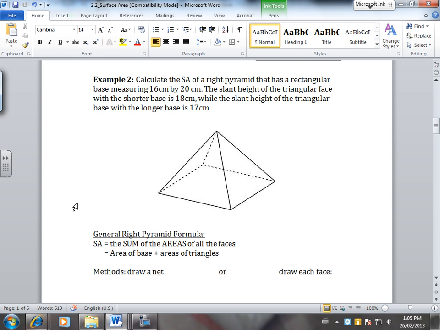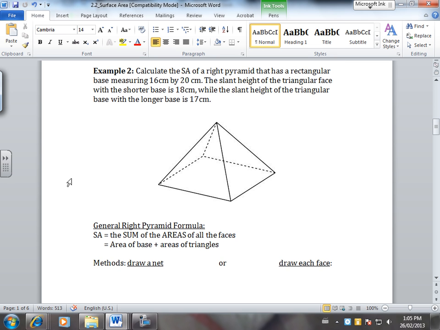So let's look at a right pyramid. A right pyramid has a rectangular base, so this is just like the pyramids in Egypt. They're right pyramids. So the base is 16 centimeters by 20 centimeters. Okay, and the slant height, which comes down in the middle here, is at a right angle. And there's your slant height.